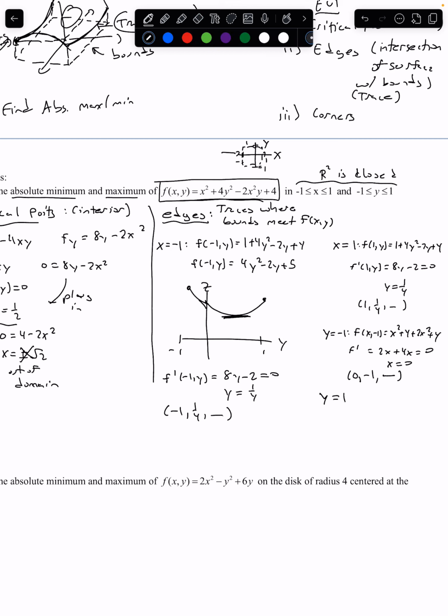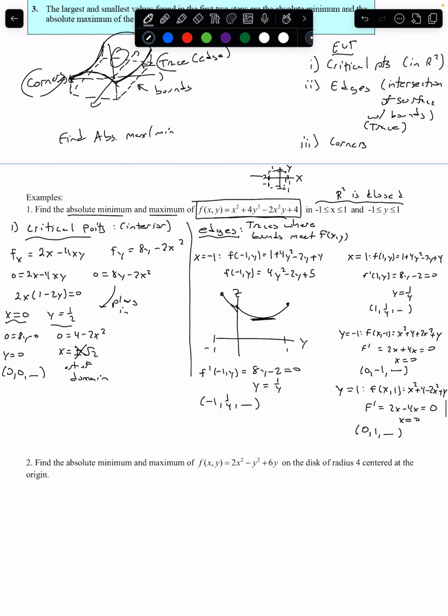And we also have to check y equals 1. Y equals 1, and what are we going to get here? Again, x squared plus 4, but this time we get minus 2x squared plus 4. Take the derivative, we get 2x minus 4x equal to 0. So again, x is just 0. And we get a new possibility, (0, 1).